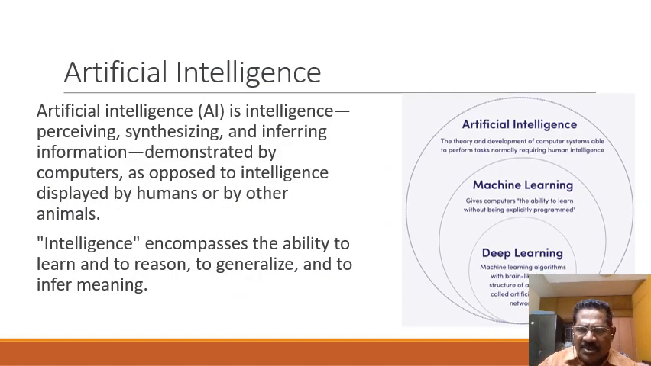Artificial intelligence is the bigger set. Inside that you have the subset of machine learning, and deep learning is a part of machine learning itself. Artificial intelligence is intelligence in perceiving, synthesizing and inferring information demonstrated by computers, as opposed to intelligence displayed by humans or other animals. Intelligence encompasses the ability to learn, to reason, to generalize and to infer meaning. Artificial intelligence is used in robots for sensing all these things, learning certain things and taking appropriate decisions on their own.